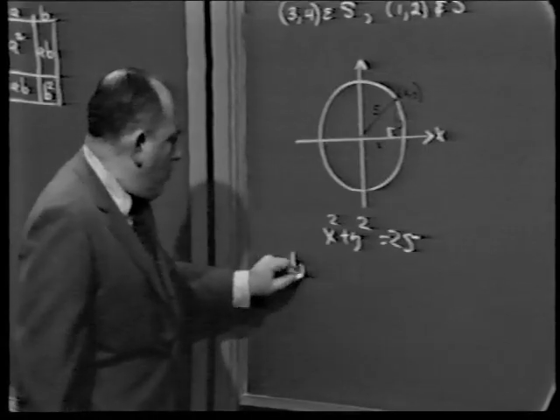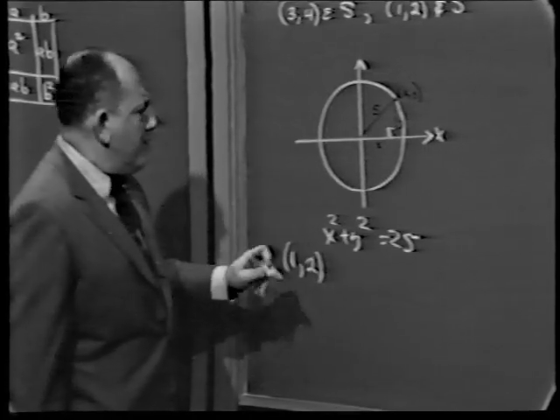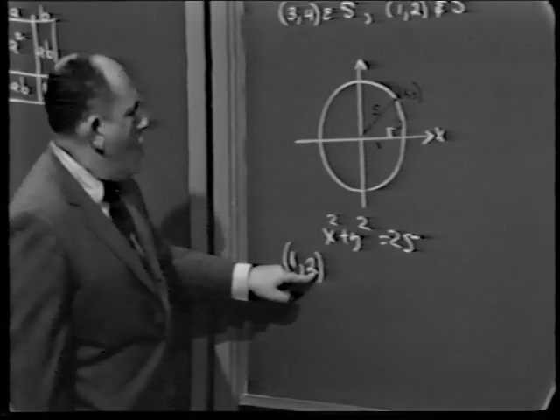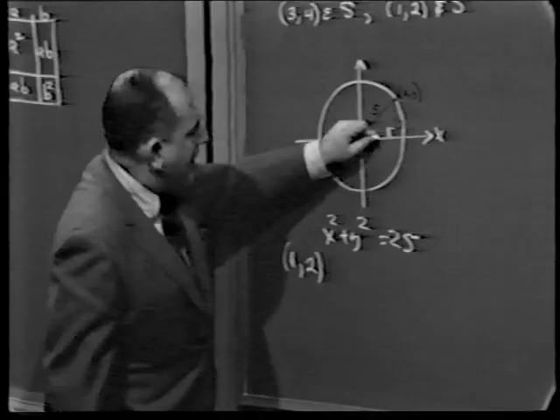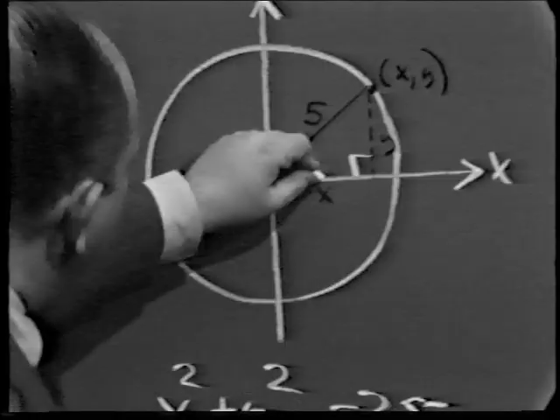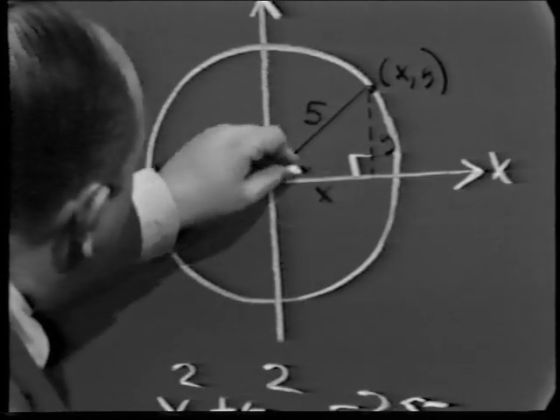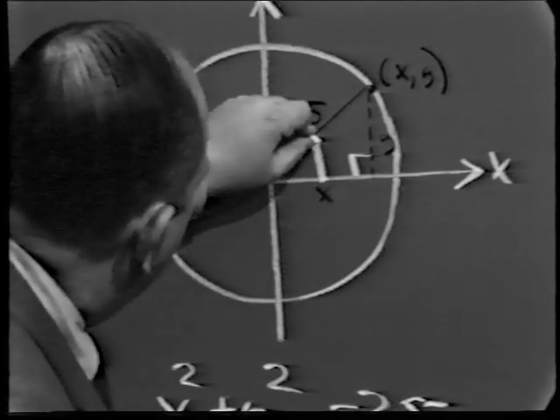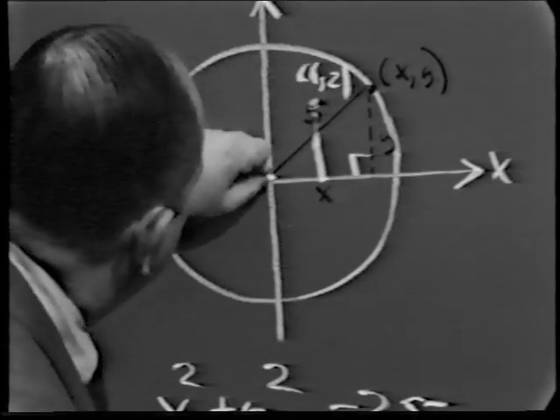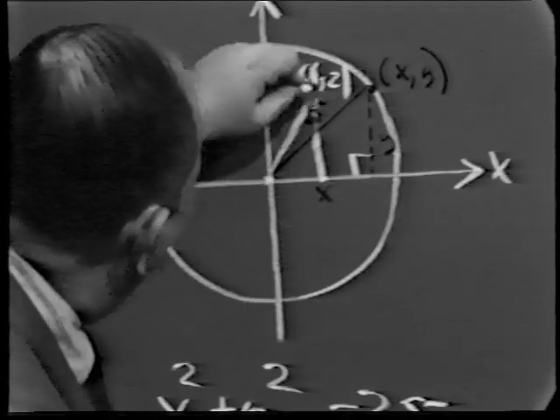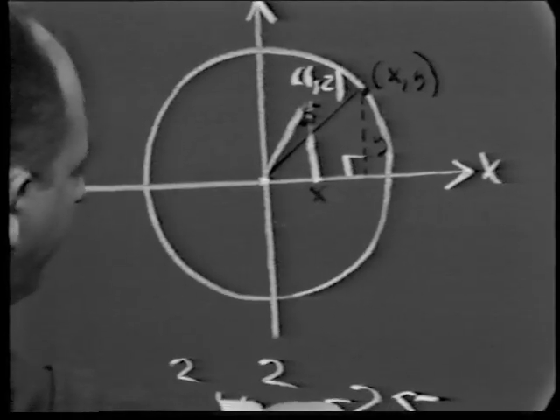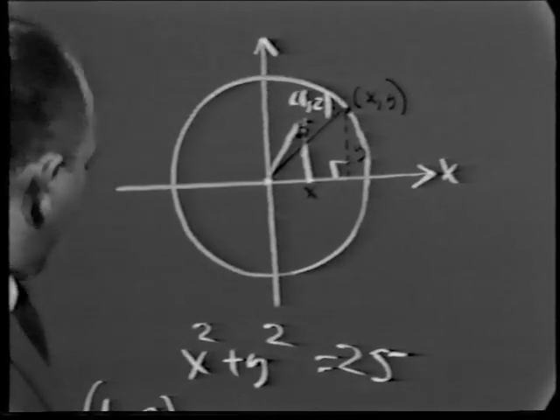Let's return to our point (1, 2), which we saw didn't belong to S. Well, look at this. Where would (1, 2) be? (1, 2) would be inside the circle. Why is that? Because if we take the point (1, 2), notice that the distance from the origin to the point (1, 2) is less than 5. In other words, the distance is less than 5, so the square of the distance is less than 25.